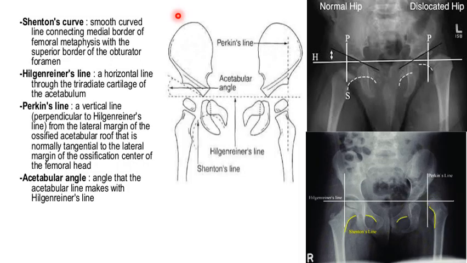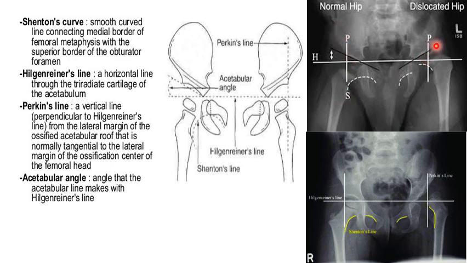There are a few more lines that can be seen radiographically to come to a conclusion for the pathology of the hip joint, whether there is dislocation of the hip joint or not. They are Hilgenreiner's line, Perkins line and the acetabular angle. When a point on both the acetabulum, the right and left, are taken and a line is drawn joining those two, it forms Hilgenreiner's line, where it passes through the triradiate cartilage of the acetabulum.